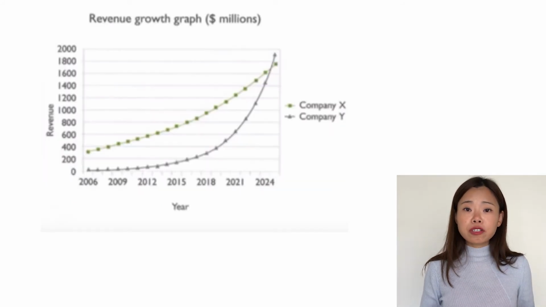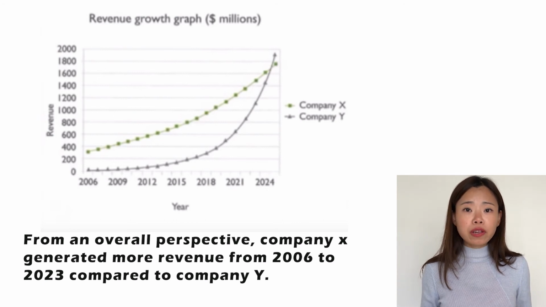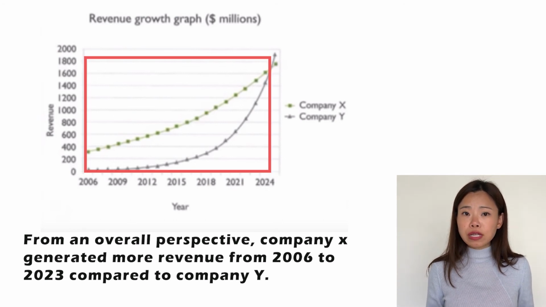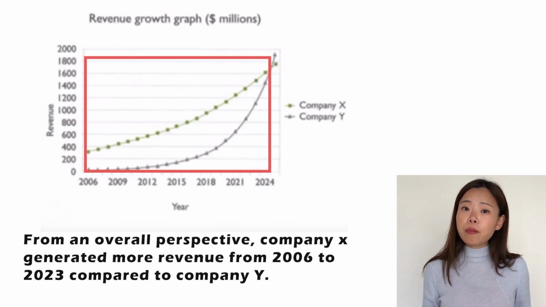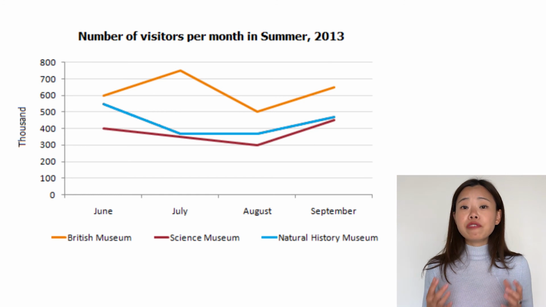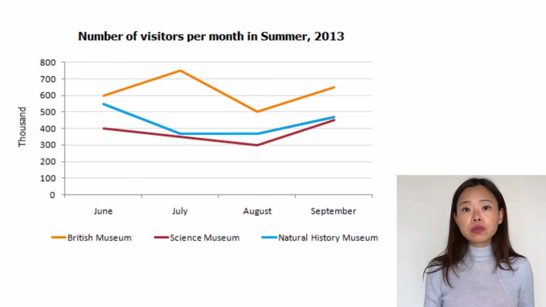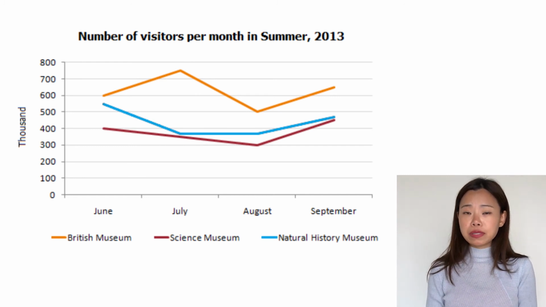Another example I can show you is this graph. You can say, from an overall perspective, Company A generated more revenue from 2006 to 2023 compared to Company Y. Now, for the second and third sentence, we want to pick 2 points along the x-axis. For this graph, I will pick July and September.